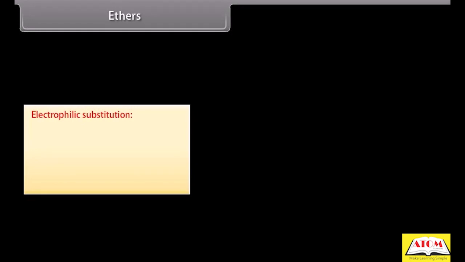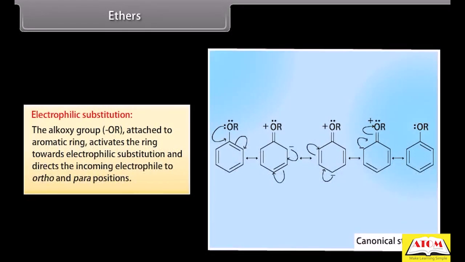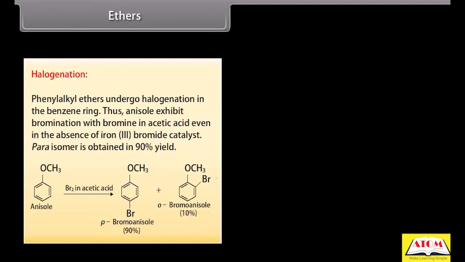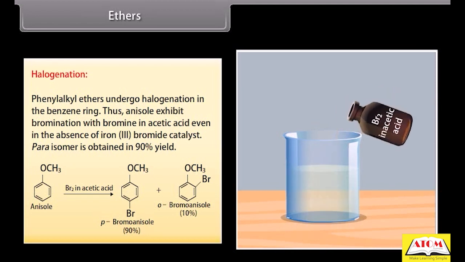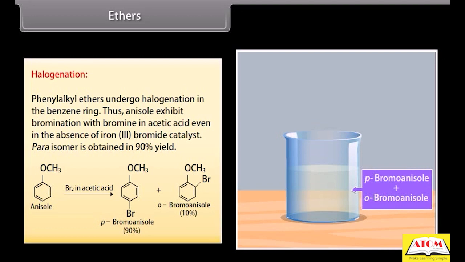Electrophilic substitution. The alkoxy group attached to the aromatic ring activates the ring towards electrophilic substitution and directs the incoming electrophile to ortho and para positions. Halogenation. Phenylalkyl ethers undergo halogenation in the benzene ring. Thus, anisole exhibits bromination with bromine in acetic acid even in the absence of iron III bromide catalyst. The para isomer is obtained in 90% yield.